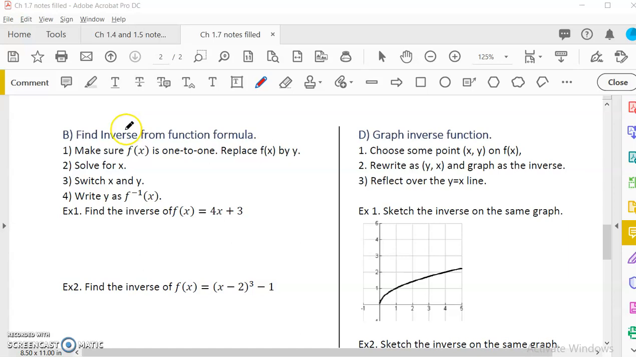Suppose I have a function from a formula, and I want to find a formula that can give me the inverse, so that this inverse will act in such a way that when I apply it to my output, y, it will give my x back.